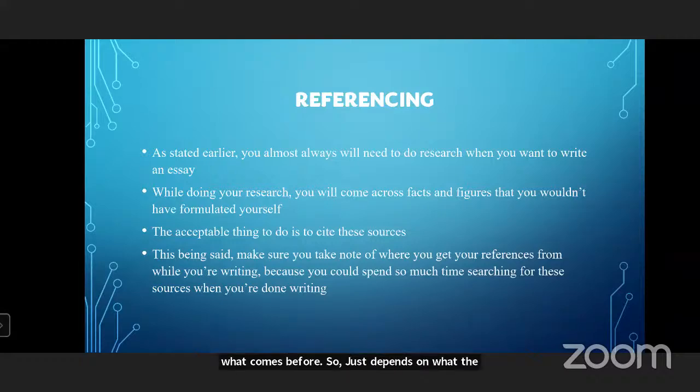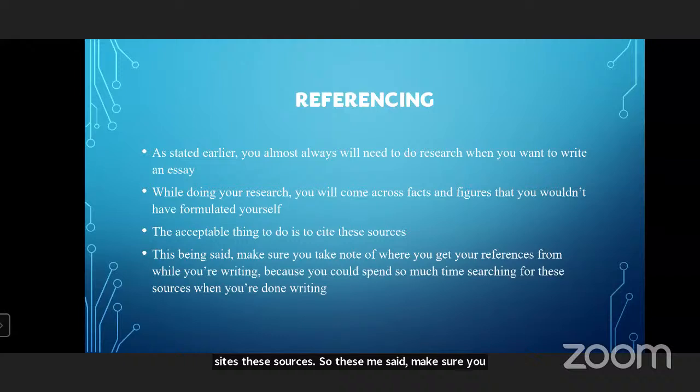And also, the acceptable thing is to cite the sources because you didn't get the facts yourself. Like I said, you do research because your research has to be in the essay to ensure that the word count is complete, so to say. So you need to cite these sources, and make sure you take note of where you get your references from.